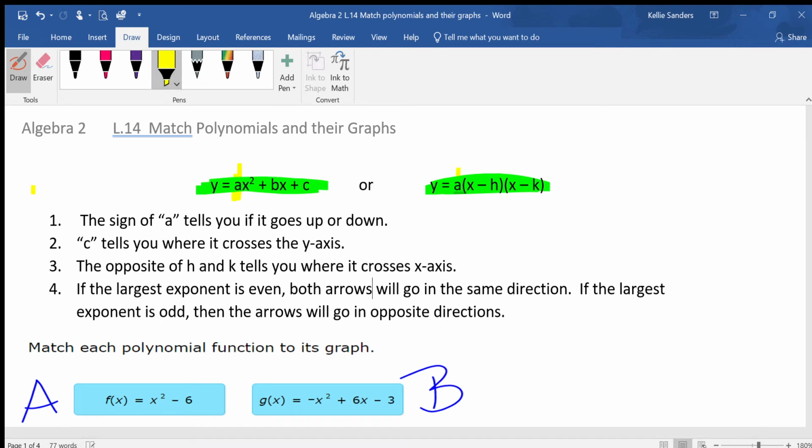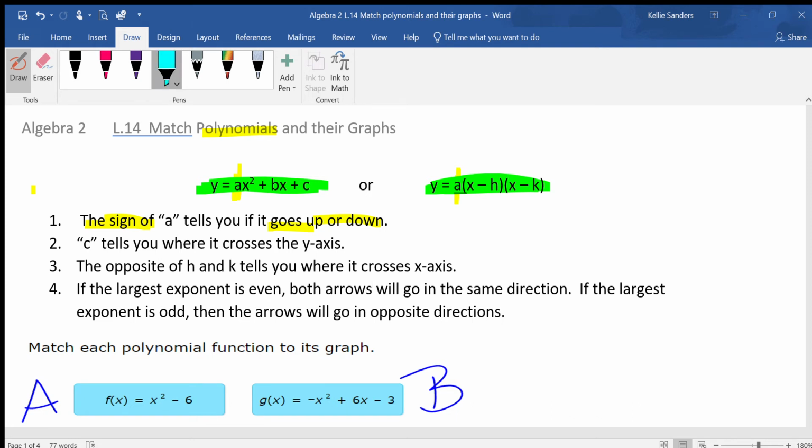Notice that both of these have A's, and the sign of A tells you if these polynomials are going up or they're going down. It's kind of hard. I'm about to contradict myself on this. If the A is positive, in general, it's going up. If the A is negative, in general, it's going down. I'll catch myself on that in just a minute.